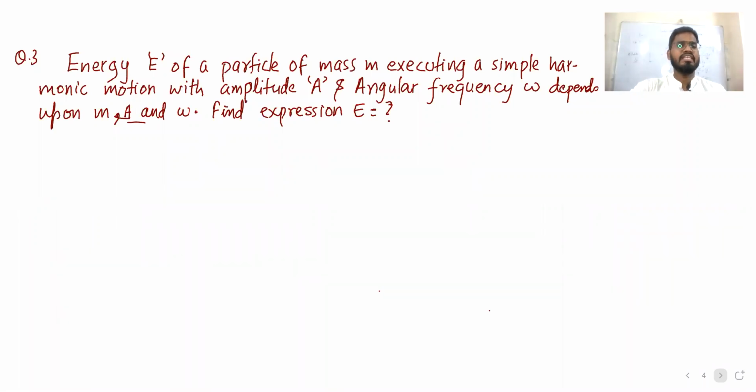What is here? Energy is E of a particle, right, of a mass m executing a simple harmonic motion with amplitude a, angular frequency omega. Angular frequency depends upon m a omega. Find expression of E. Find expression of what? E. Let's see. If you want to find the expression of E, energy again we had done here.